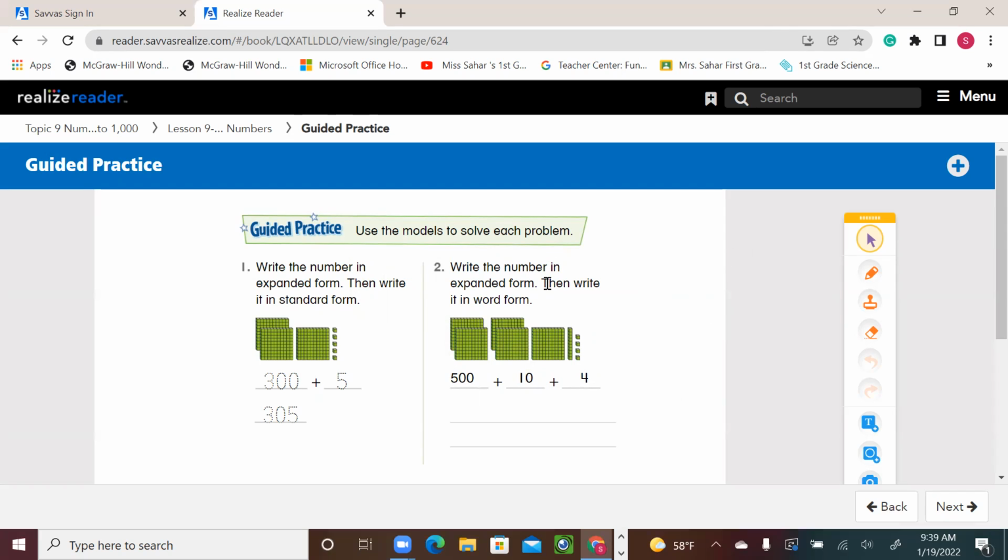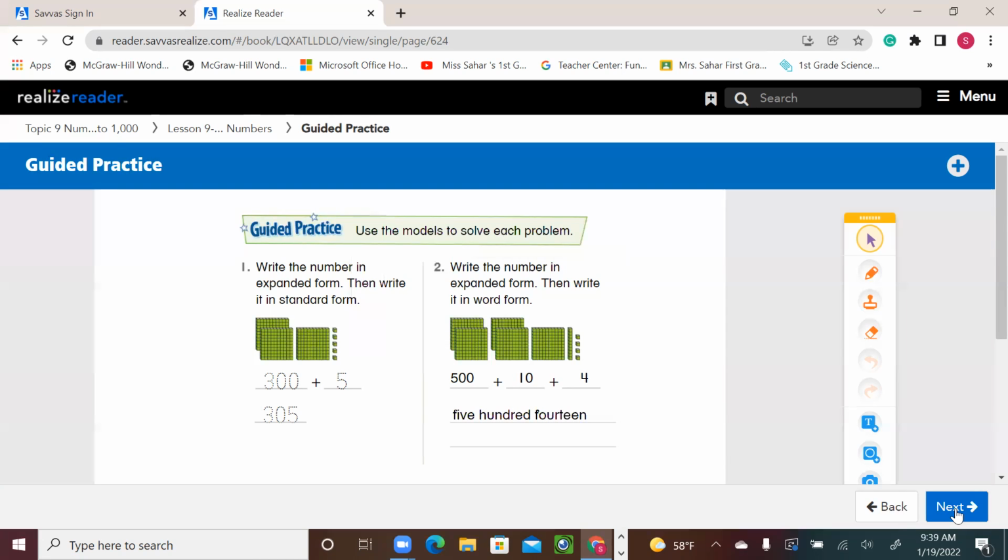Now what do I need to do? The next part, write it in word form. All right. So I'm going to say 500, and 10 and 4 is 14. So 514. So now I put it in expanded form and in the word form.